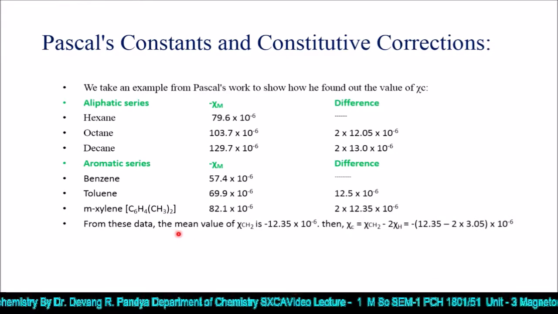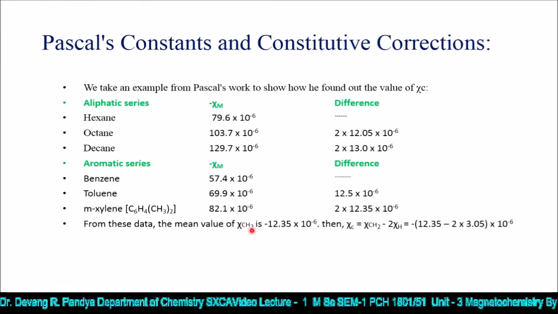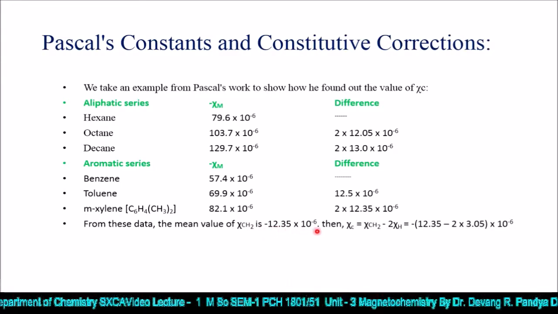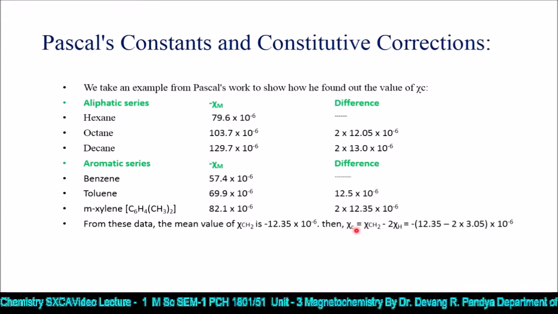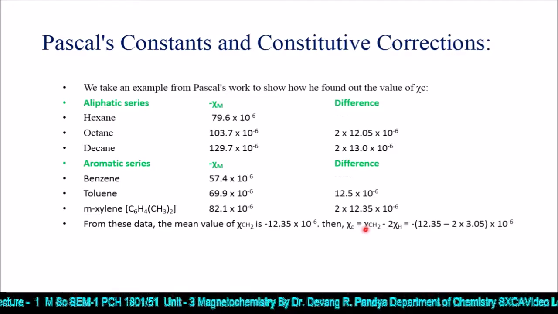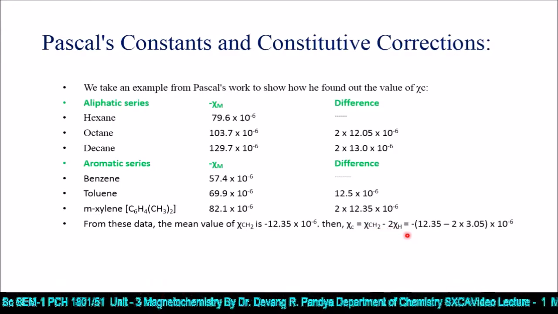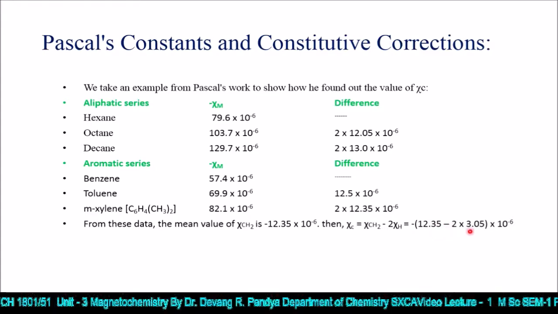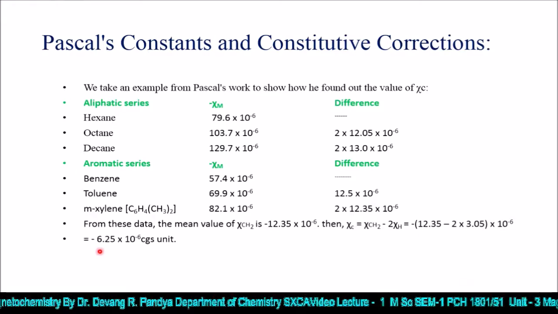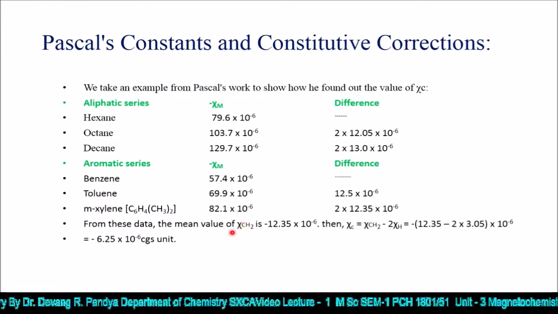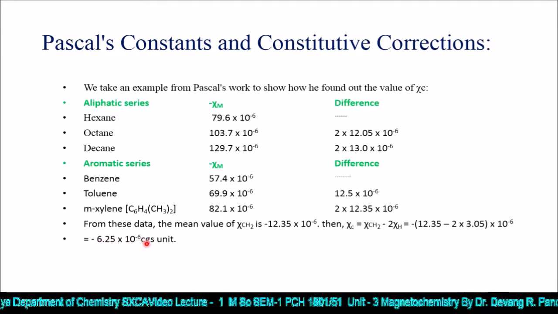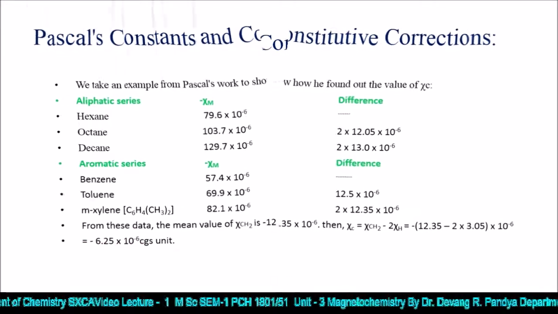From this data, the mean value of the methyl group is obtained, that is minus 12.35 into 10 raised to minus 6. Then χ_c, that is the constitutive magnetic susceptibility, is represented as χ_CH2 minus χ_H, that is hydrogen. When we subtract this, we get the value for CH2 magnetic susceptibility for the methylene group, that is minus 6.25 into 10 raised to minus 6 erg CGS centimeter unit.